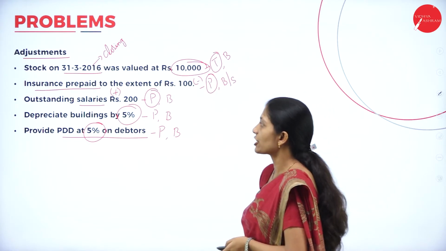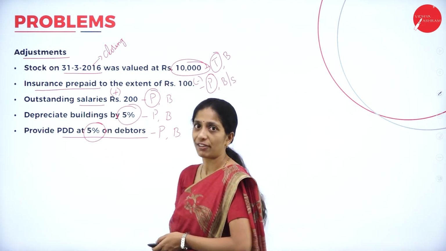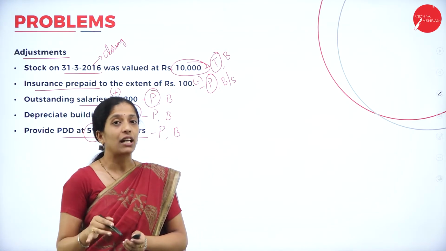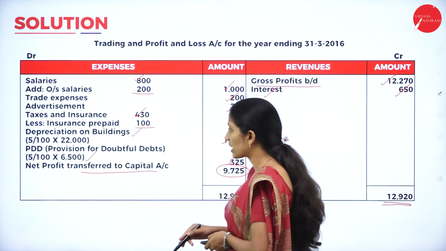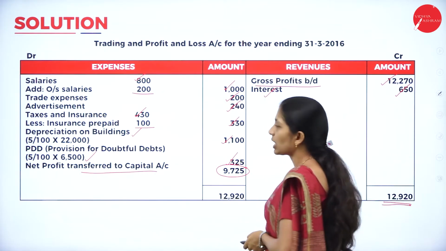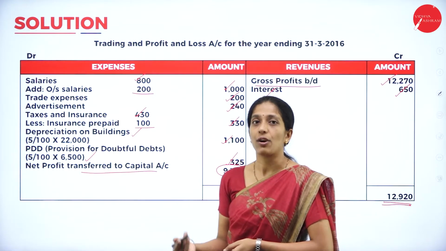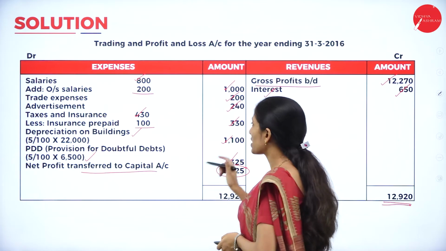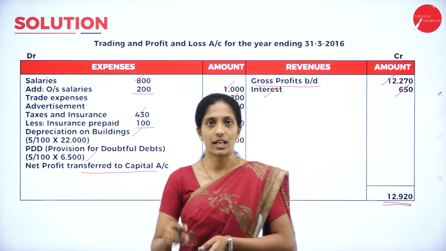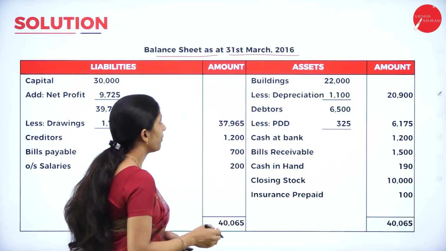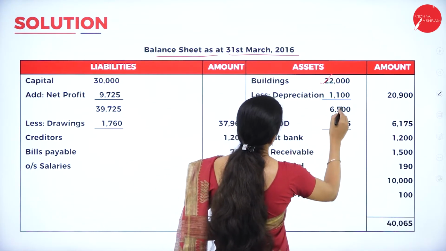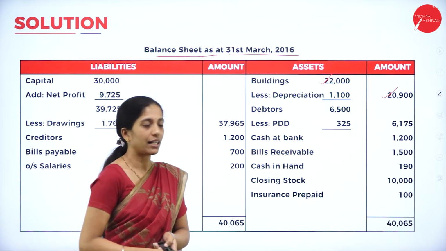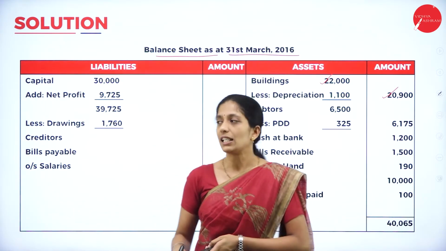But there is an adjustment on building, that is depreciation by 5%. So you have to minus that depreciation. Anyhow, you have calculated it in the profit and loss account, correct? So what is the value of depreciation? 1,100. So on your asset side, how do you write? Building, the total value is 22,000 minus depreciation 1,100. That will be written in the outer column. So building 22,000 minus depreciation 1,100. So outer column 20,900.